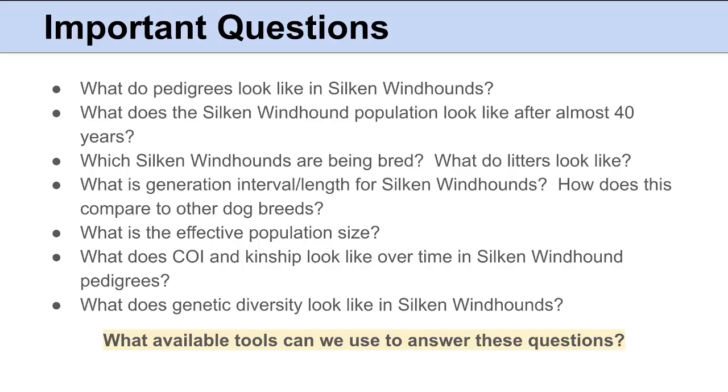So that means that if we want to know what do pedigrees look like, what does the population look like, what silkens are being bred, what do litters look like, what's the generation interval, how does all of this compare to other dog breeds, what's our effective population size, which is really important for knowing the stability of the breed long term.